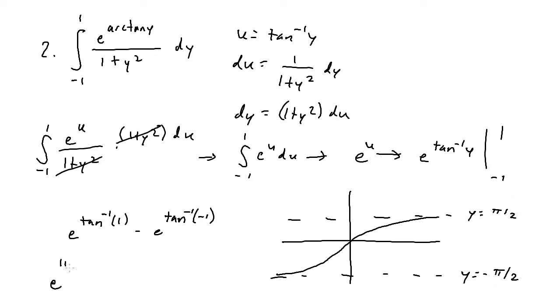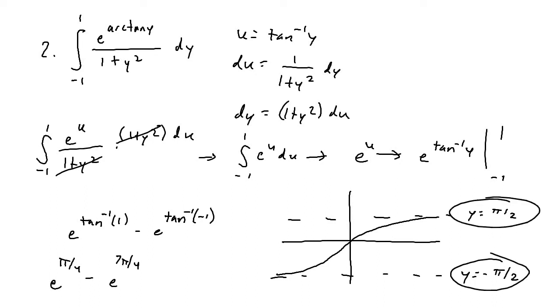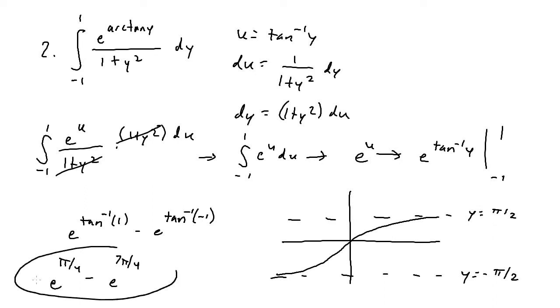So e to the positive pi over 4 minus, now for inverse tangent of -1, what do we take the tangent of to get -1? And that value has to be between negative pi over 2 and positive pi over 2. Well, that's going to be 7 pi over 4, because inverse tangent of 7 pi over 4 gives us the value of -1. And 7 pi over 4 is between negative pi over 2 and positive pi over 2. And so that will be the final answer.